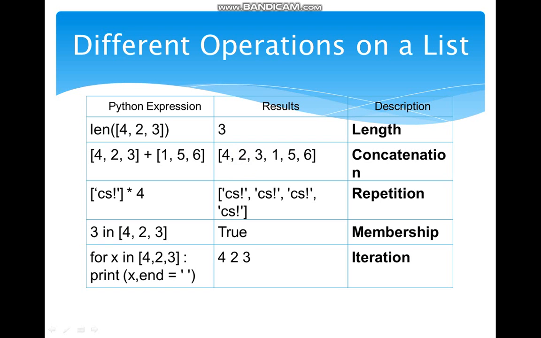the elements of the next list at the end, 1 5 6. Next is repetition, children. In Python we can repeat the elements for a number of times. Let's suppose you have an element "CS!", and you want to repeat this string 4 times, then you have to multiply this item with the number of times. Like, let's suppose I want to repeat this item 4 times, then "CS!" multiplied by 4 gives "CS!" repeated up to the number of times that you have mentioned.